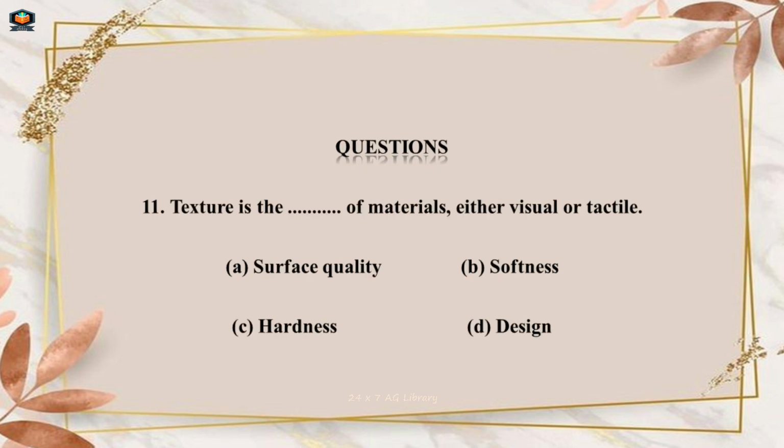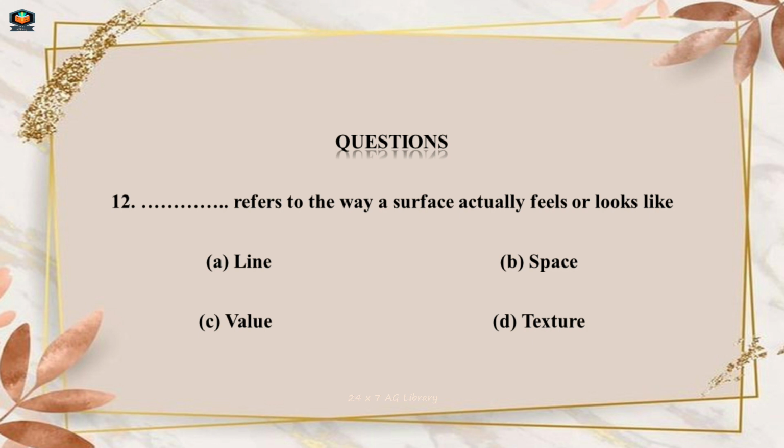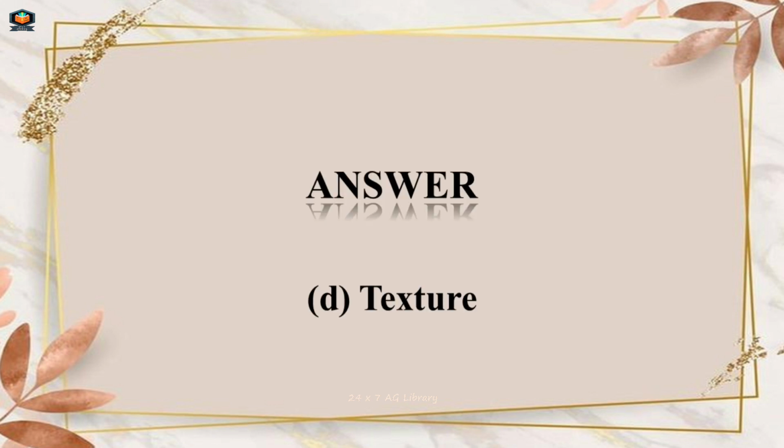Question 11. Texture is the of materials, either visual or tactile. A. Surface quality. B. Softness. C. Hardness. D. Design. Answer. A. Surface quality. Question 12. Which refers to the way a surface actually feels or looks like? A. Line. B. Space. C. Value. D. Texture. Answer. D. Texture.